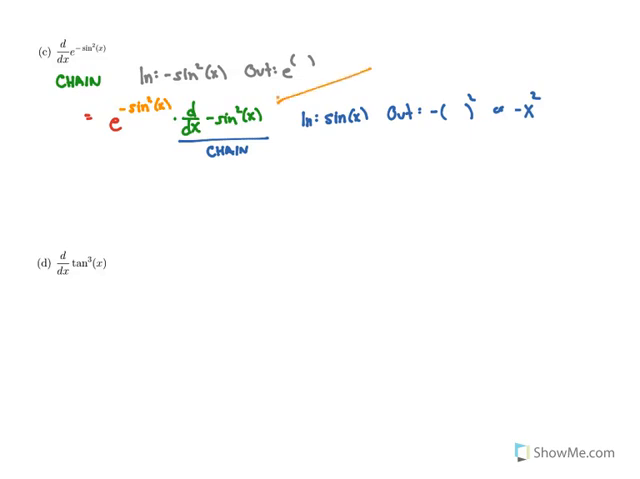That may look kind of weird, but remember that this negative sine squared x is the same thing as negative sine of x squared. We just adopt the notation to get rid of the parentheses that the squared goes around the sine.